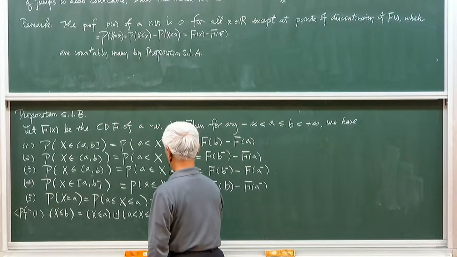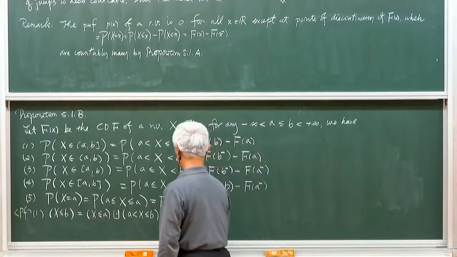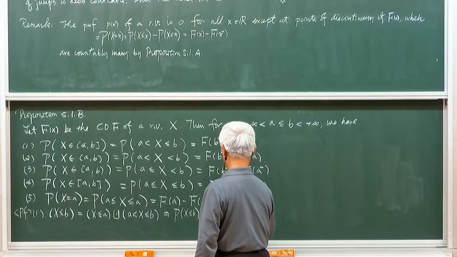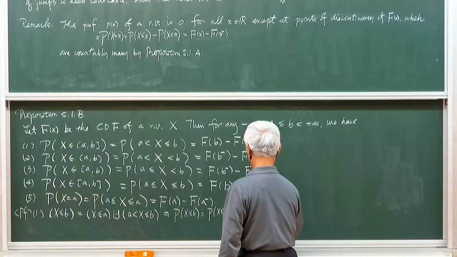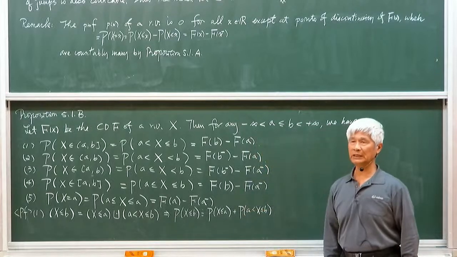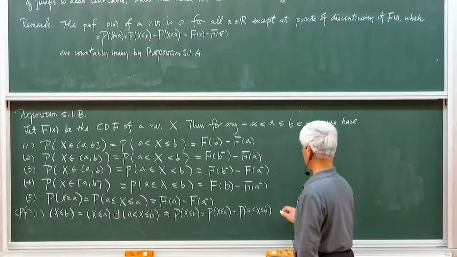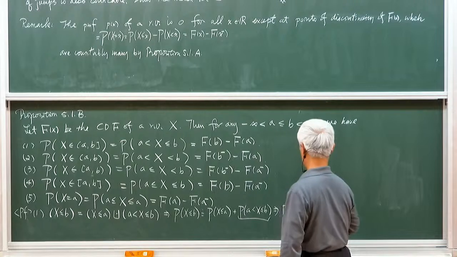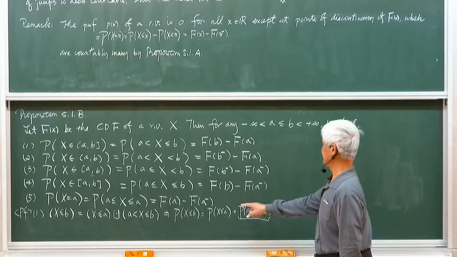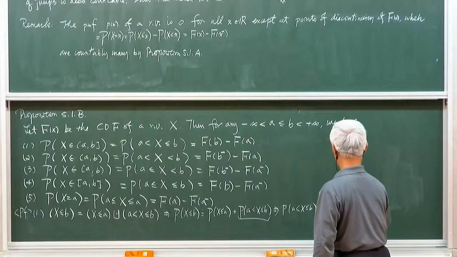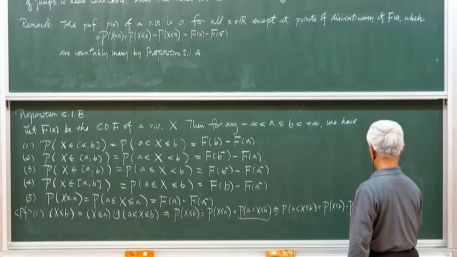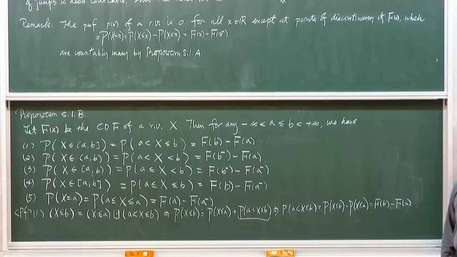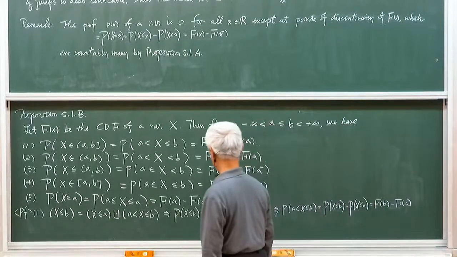So this event is the disjoint union of these two events, and by the countable additivity of the probability function, the probability of the union is the sum of the probabilities. This implies that the probability of a less than X less than or equal to b is the probability of X less than or equal to b minus the probability of X less than or equal to a, and this is exactly the distribution function. So first of all, we have that.